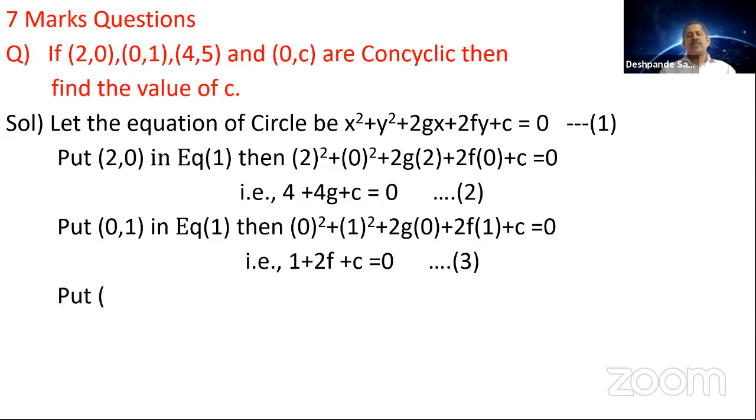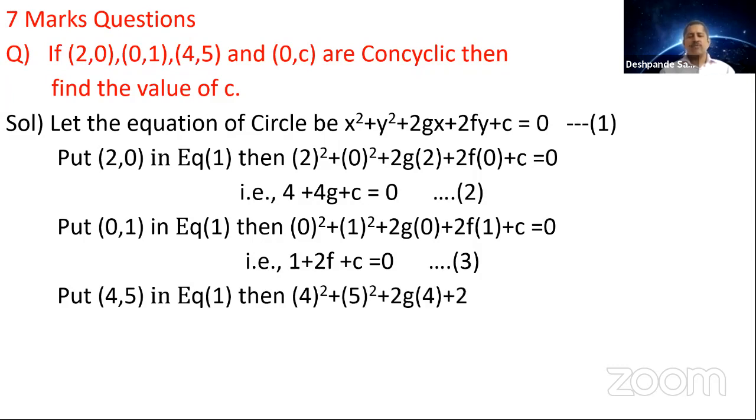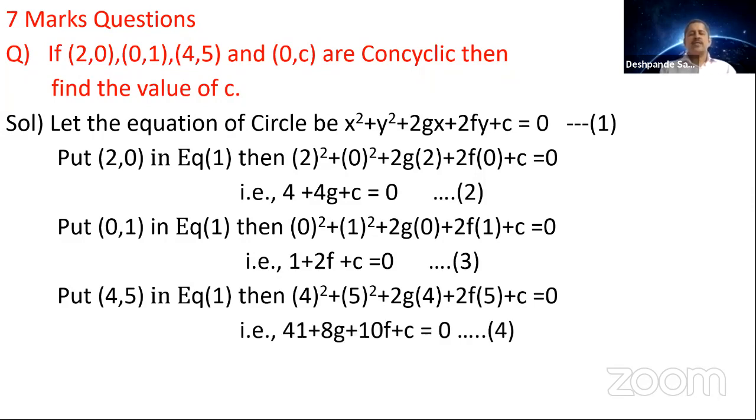Now third equation. Now here you put the third point. Third point is (4, 5). So put the (4, 5) in equation 1. You get 4 square plus 5 square plus 2g into 4 plus 2f into 5 plus c is equal to 0. So 4 square is 16, 5 square is 25. So when you add 25 and 16, you get 41 plus 8g plus 10f plus c is equal to 0.